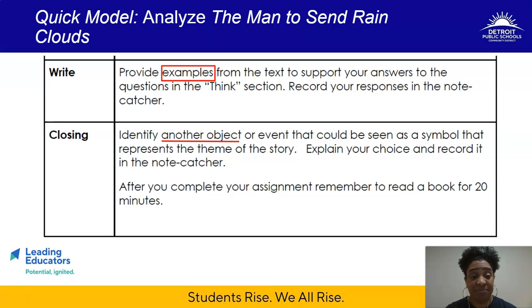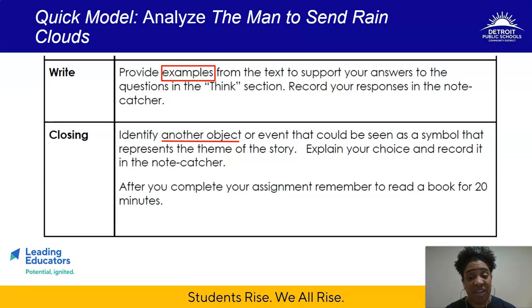And then closing, you're going to identify another object or event that could be seen as a symbol that represents the theme of the story. So by now, you can go back to your exercises from previous lessons that specifically had you calling out what the theme was, right? So you had to identify the ideas or overall messages of the story, The Man to Send Rain Clouds. And based on those one-word brainstorms of the overall theme you came up with, think about other objects in the story that could also symbolize or reflect that theme, or actual events in the story that could embody or reflect that theme. So that is how you're going to respond to that closing activity for today.